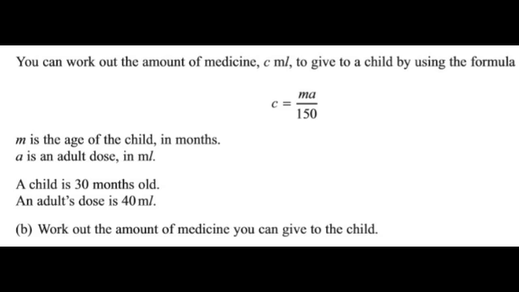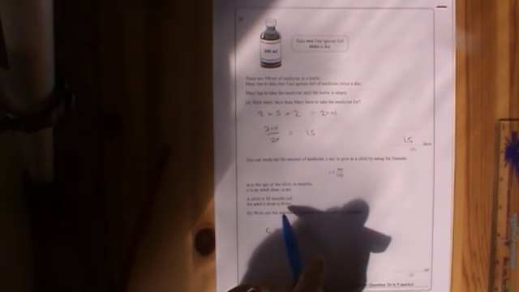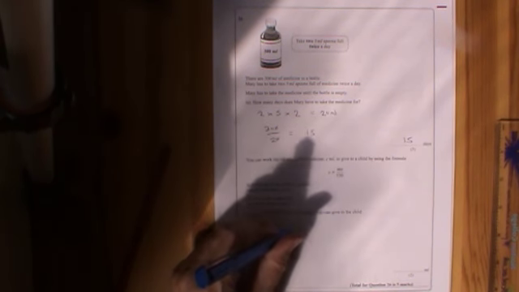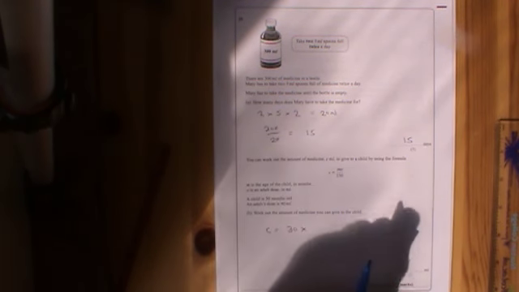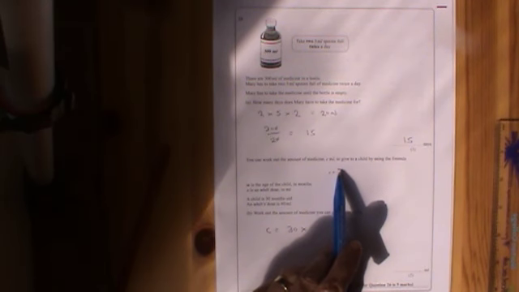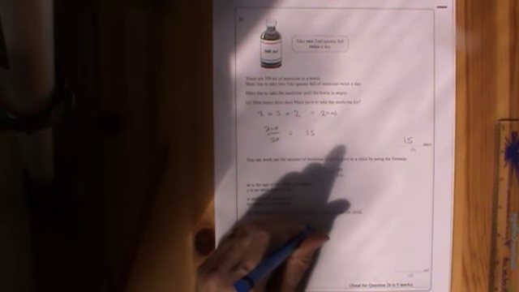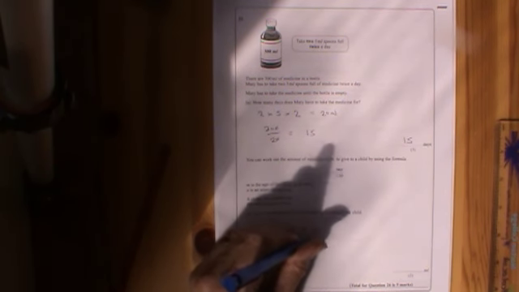So we need to substitute in this formula. We're working out C, and C equals M, and M is the age of the child, and we know the child is 30 months. There's no sign between the M and the A, so that means we've got to times them. A is the adult dose, and the adult dose is 40. And we've got to divide that by 150.